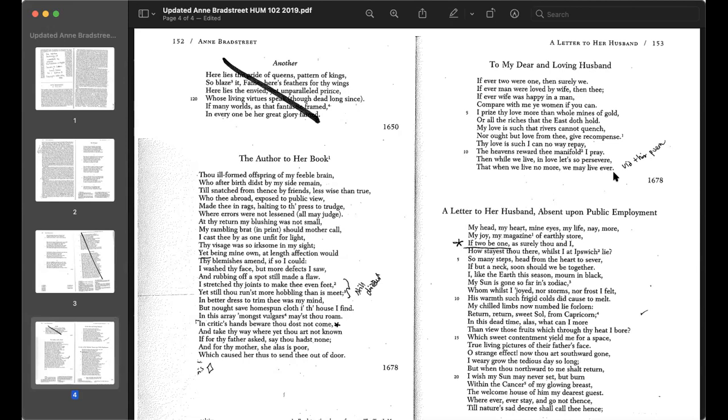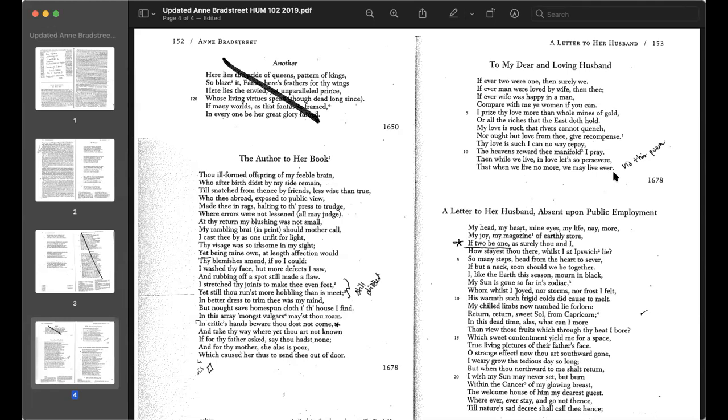So here she's describing a process that many of you might be familiar with, especially those of you who are taking composition right now. It's the revision process. So the work was sent to the publishers. It comes back to her and she has to polish it up, right? Just like she would a child. She dresses it in better clothes. She washes its face. She stretches its joints out. She helps this child slash book to walk more evenly and more gracefully, and then sends it out again. In this array amongst vulgars mayst thou roam.